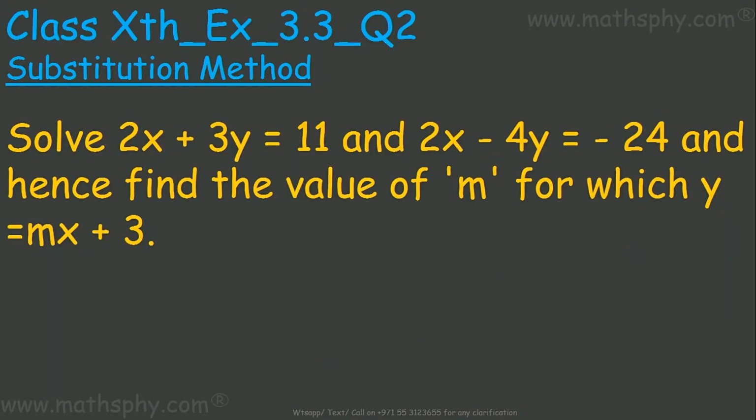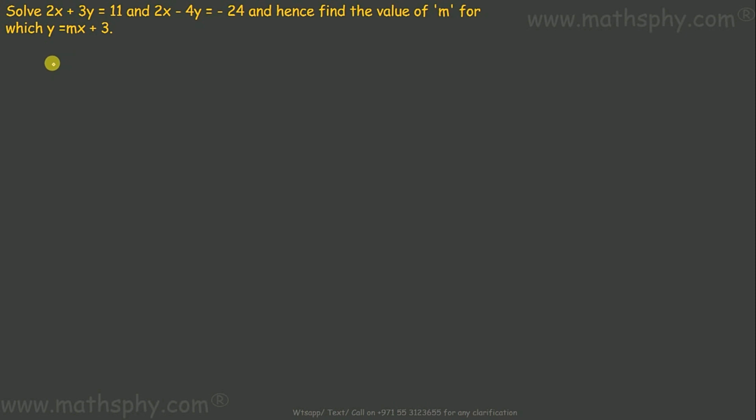This question here says solve 2x plus 3y equals to 11 and 2x minus 4y equals to negative 24, and hence find the value of m for which y is equal to mx plus 3. So first of all, let's solve this equation here. I have 2x plus 3y equals to 11 and I have 2x minus 4y equals to negative 24. This is the first equation, this is the second equation.